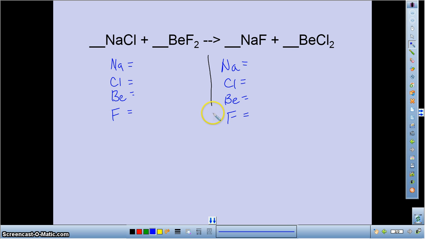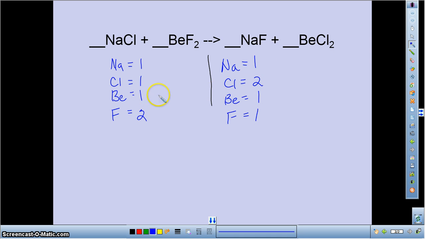The next thing we do is look and see how many of each element we already have. So we have sodium, and there's a coefficient of 1 out here, and there's a subscript of nothing here, which is a 1, so we have 1 sodium. We have 1 chlorine, so 1 times 1 is 1. We have 1 beryllium, 1 times 1 is 1. And we have 2 fluorine, 2 times 1 is 2. On the other side, we have 1 sodium. We have 2 chlorine, 2 times 1 is 2. We have 1 beryllium, 1 times 1 is 1, and fluorine is 1 as well.